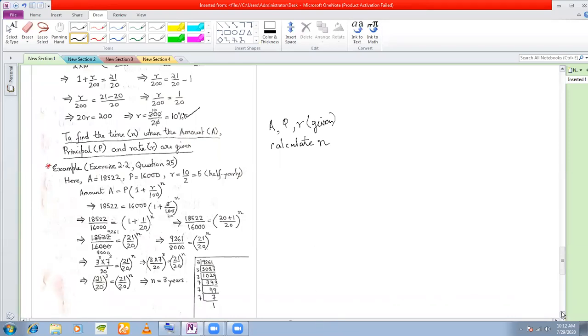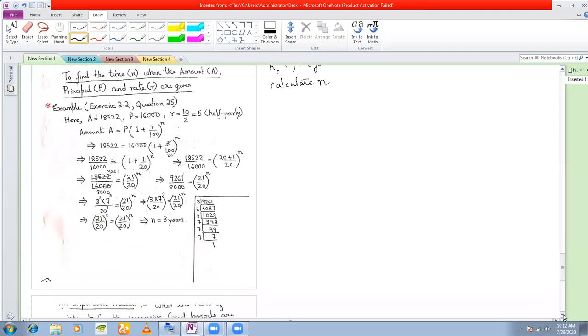Okay, look at this problem. A sum of money, 16,000, amounts to 18,522 at 10% per annum, compounded half yearly. The question is to calculate the time.